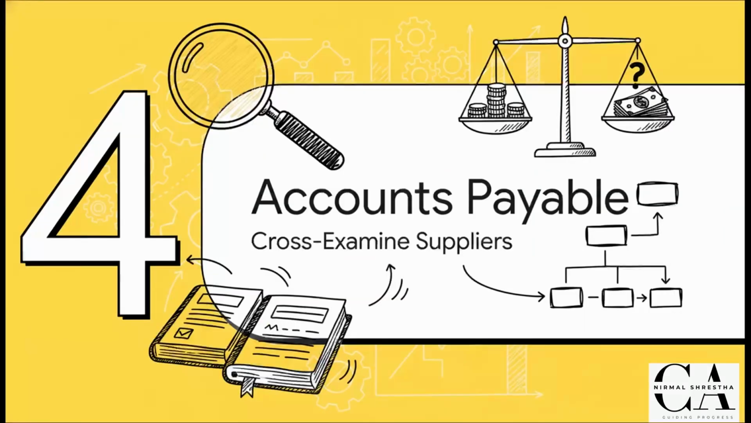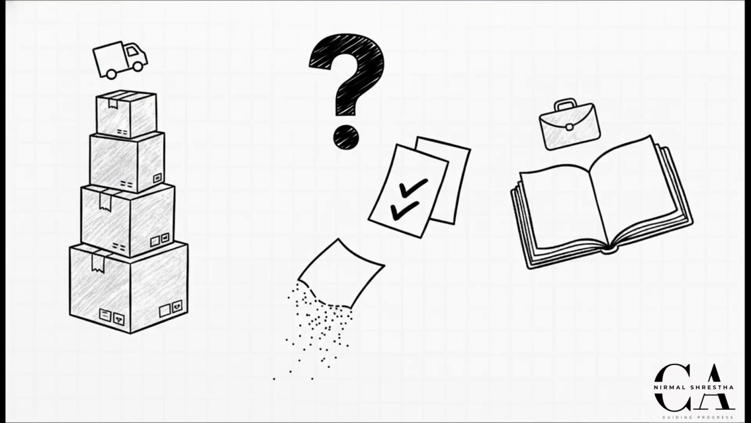Moving on to part 4, reconciling accounts payable, or cross-examining our suppliers. Okay, so we've investigated the money we have, right? Now we have to investigate the money we owe. When our internal liability records clash with what our suppliers are claiming we owe them, we have to go looking for the usual suspects. Let's say we get a statement demanding $10,000, but our books say we only owe $8,000.